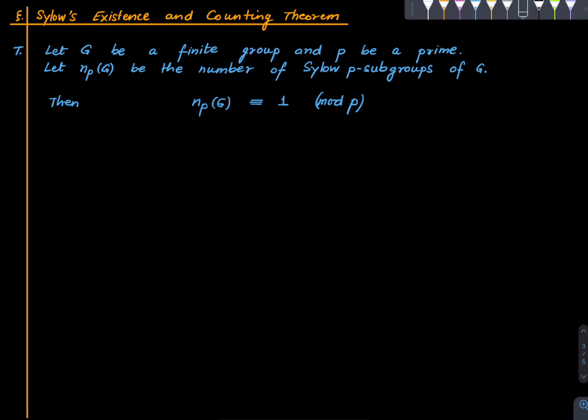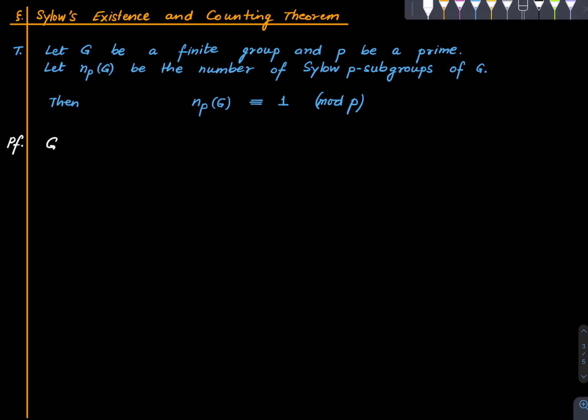So this is the Sylow counting theorem. Here n_p(G) is the number of Sylow p-subgroups of G, and this fact is called the Sylow counting theorem. The fact that there is at least one Sylow p-subgroup is called the Sylow existence theorem. But of course, the counting theorem is stronger than the existence theorem because this already tells you that this has a size at least one. So what we'll do is just prove the counting theorem directly. And here is the proof.